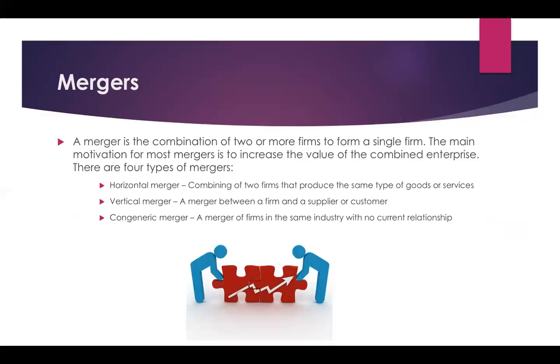So let's say Southwest decided, I want to have a piece of that pie. And as opposed to starting their own travel agency, they decided that they're going to purchase a travel agency. Doing this, they are still within the same industry, but they don't currently have a relationship. So that new Southwest travel company would be an example of a congeneric merger.